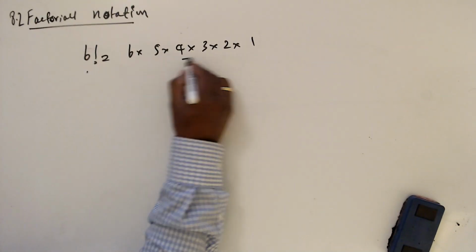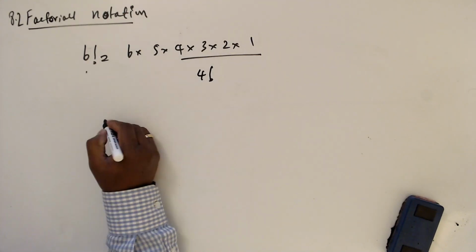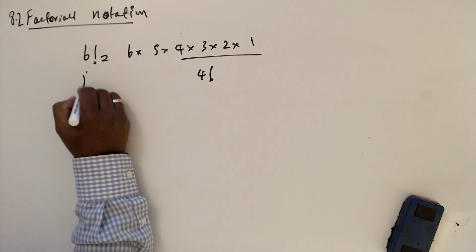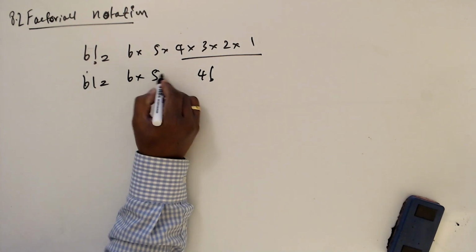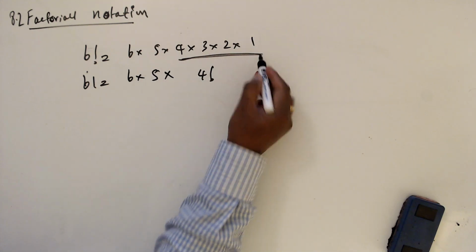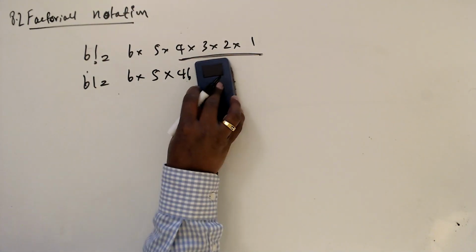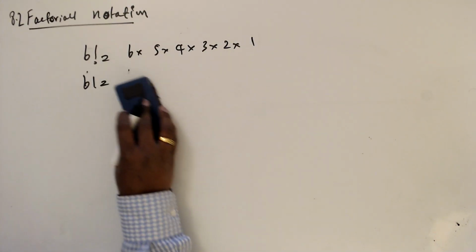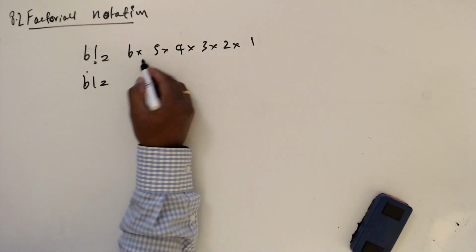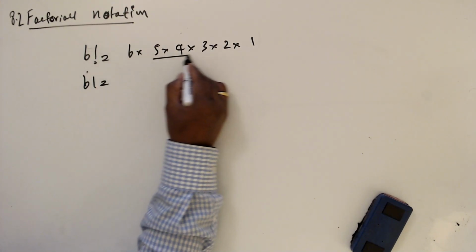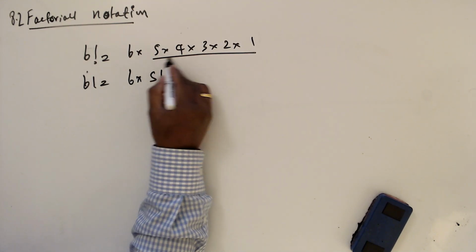What is this one? 4, 3, 2, 1, it is factorial 4. Then you can write factorial 6 as 6 times 5 times factorial 4. Or you can write it like that: factorial 6 as 6 times factorial 5, where factorial 5 is 5, 4, 3, 2, 1.